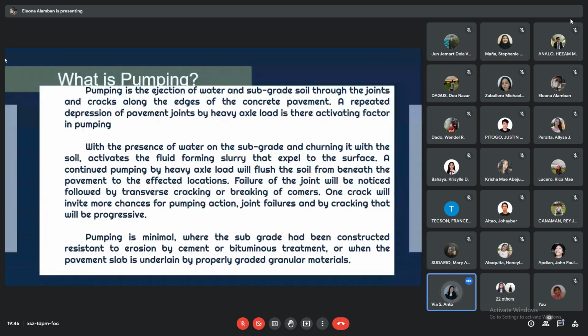What is pumping? Pumping is the ejection of water and subgrade soil through the joints and cracks along the edges of the concrete pavement. A repeated depression of pavement joints by heavy axle load is the activating factor in pumping.